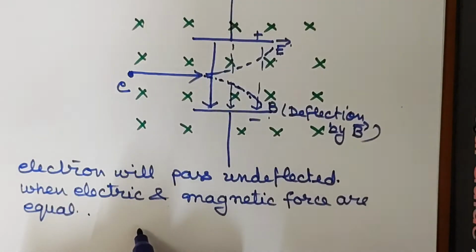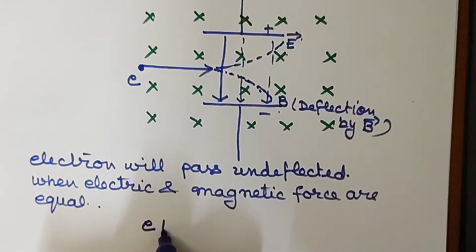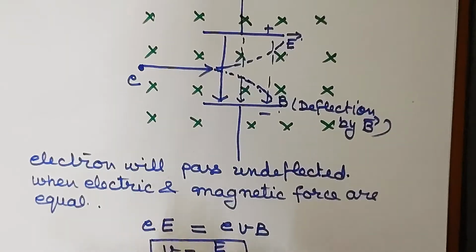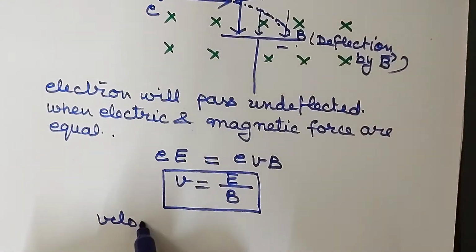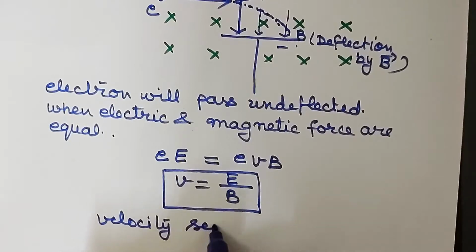So we can say electric force is E into e. One electron is there, so charge e, we know the formula F equal to qE. So according to this, eE equal to qvB, Lorentz force, so evB. Okay, so from this, v equal to E upon B. This is the condition for velocity selector, or velocity filter.